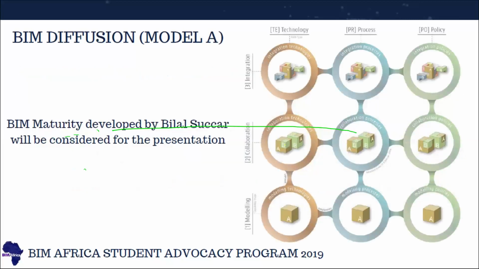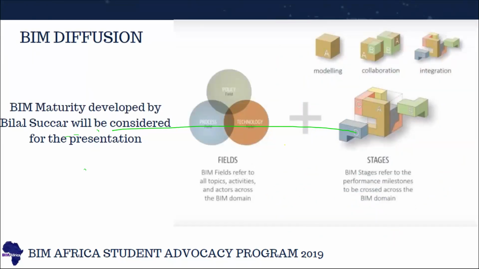So first of all, model A, which is the BIM diffusion. What the BIM diffusion does is it looks at 3 categories in 2 different aspects. So if you look at the vertical, you would see that they have the BIM stages and the BIM levels. Sorry, let me just show you this page. Okay, so policy, the processes, the technology. The BIM stages are modeling, collaboration, and integration.